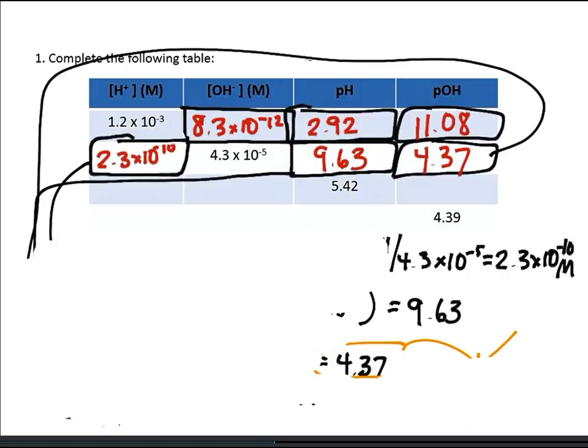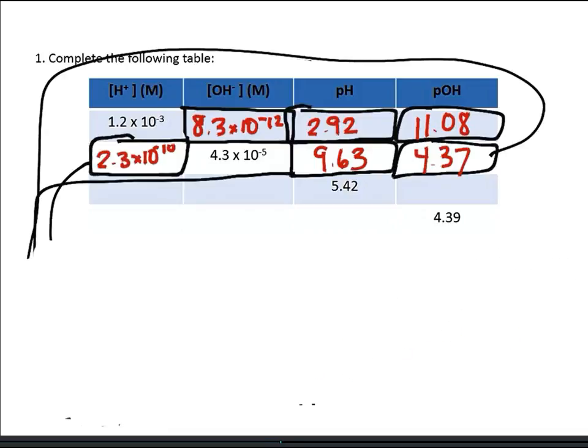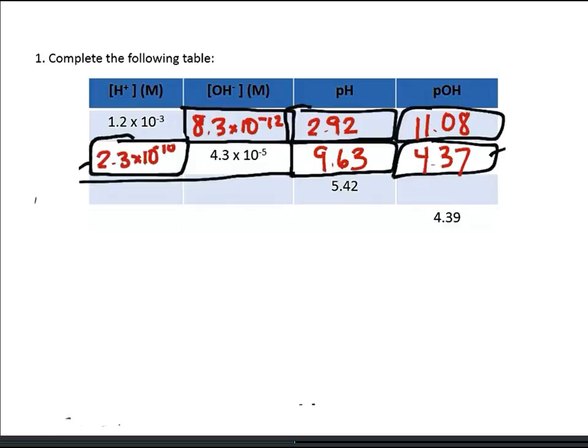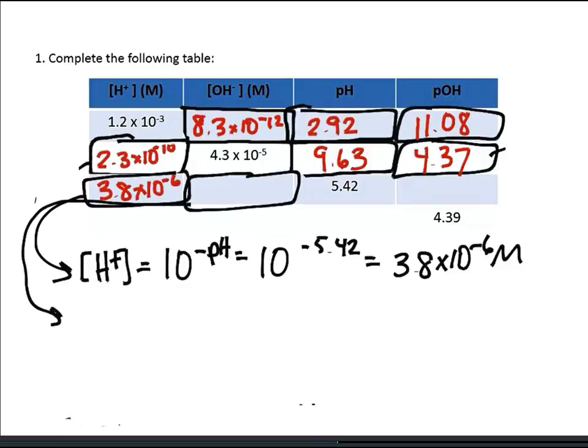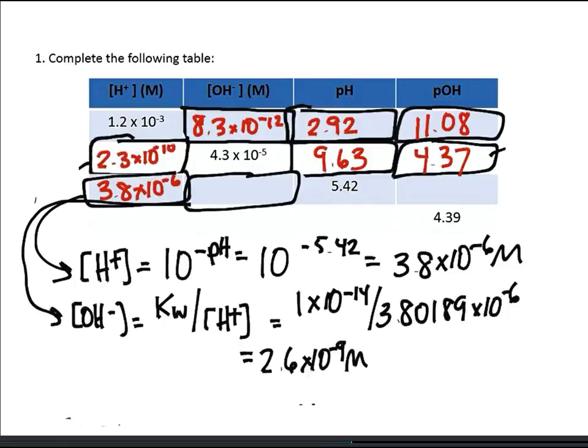Now we're going to erase that and do row 3. We start with 5.42. We did this one in class, actually. We're going to start with the hydrogen ion concentration, which should be 10 to the negative 5.42, which is 3.8 times 10 to the minus 6. Then we can calculate the hydroxide ion concentration from that number, knowing that the product of those two numbers is Kw. Plug in the numbers. Use again the unrounded number here. I rounded it here, 3.8, but the actual number was 3.80189.